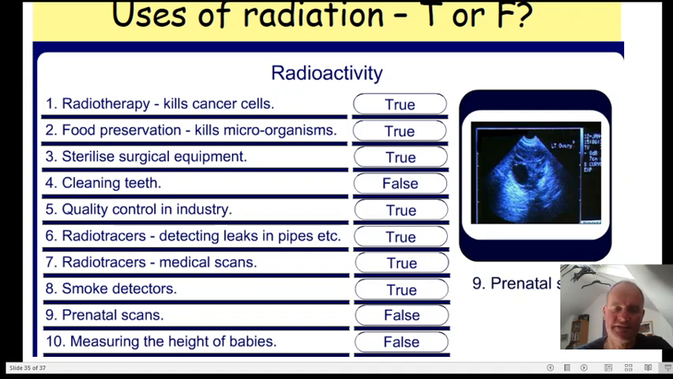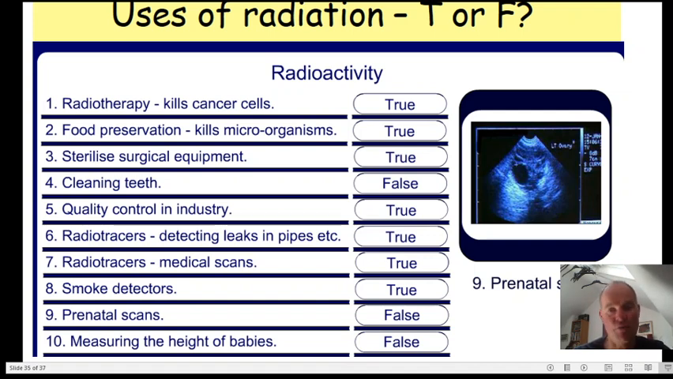Yes, radiotherapy kills cancer cells. Next lesson topic. Food preservation? Yes, we've said so. Surgical equipment? Yes. Cleaning teeth? Better not be. We've got other things for those. It would be very dangerous in the mouth. Quality control? Yes. Crack detection in welding. Radio tracers detecting leaks in pipes? Yes, that's true. Radio tracers for medical scans? Yes, and we'll explore that next lesson. Smoke detectors, as we've just seen.